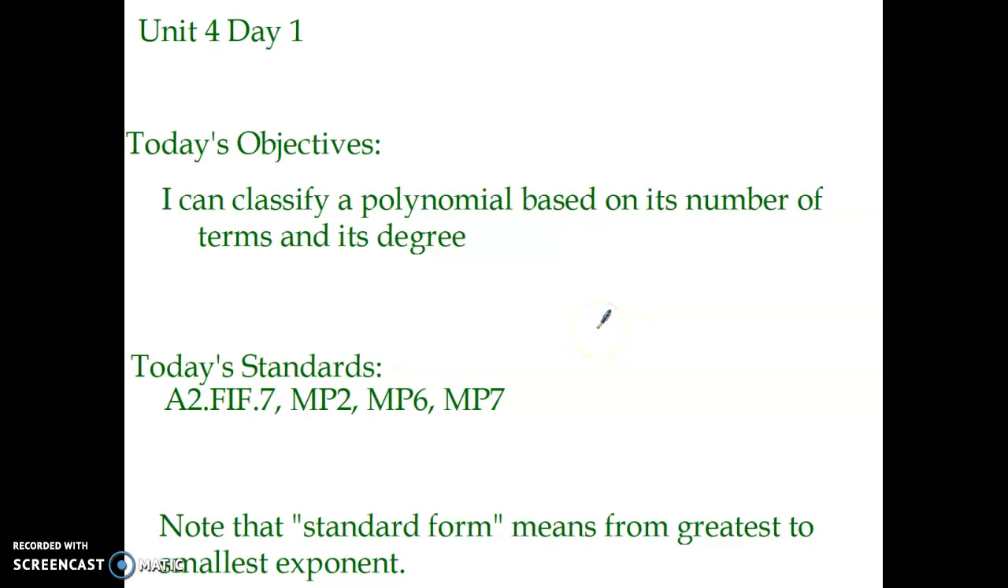Today we are beginning a new unit about polynomials, and we're going to look at classifying polynomials based on the number of terms that they have and also based on the degree that they have.